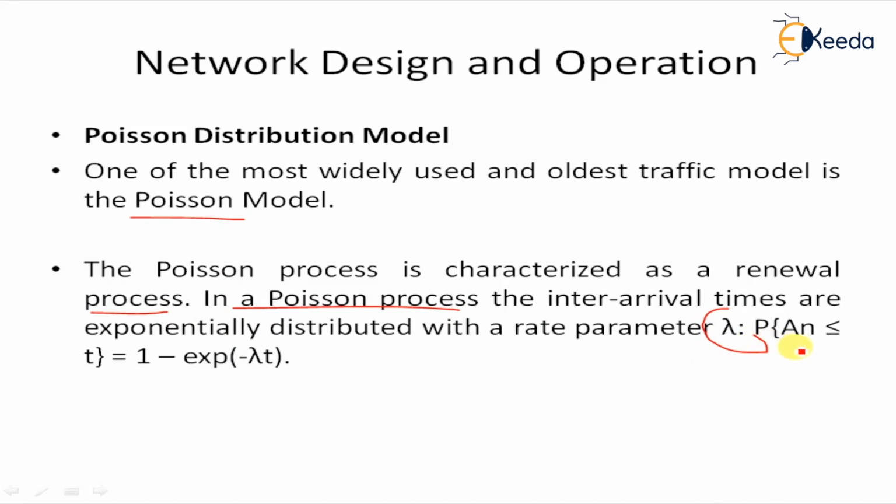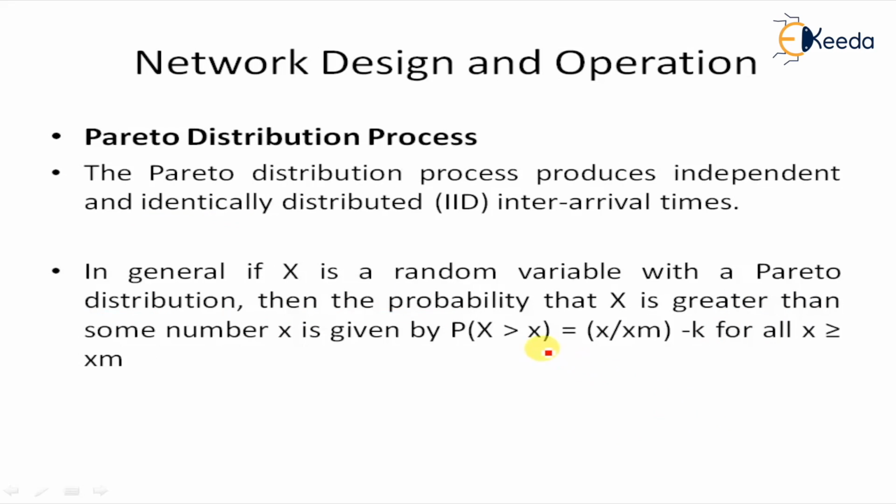P of n less than or equal to t. In this case, the Poisson distribution is appropriate if the arrivals are from a large number of independent sources, referred to as Poisson sources, and thus the distribution has mean and variance equal to the parameter lambda. The next model is the Pareto distribution process.